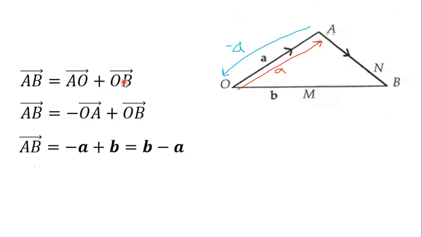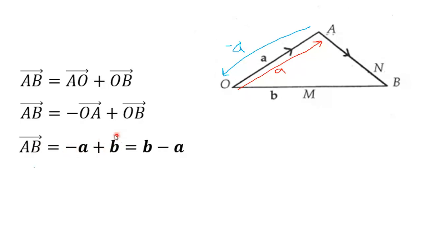And so we have OB. What is OB? Well, OB means that we're going to start at O and end at B. And from the question, and even from this diagram, we can see that OB is equal to b. Therefore, we have the vector AB equals negative a plus b. And you can stop right there.